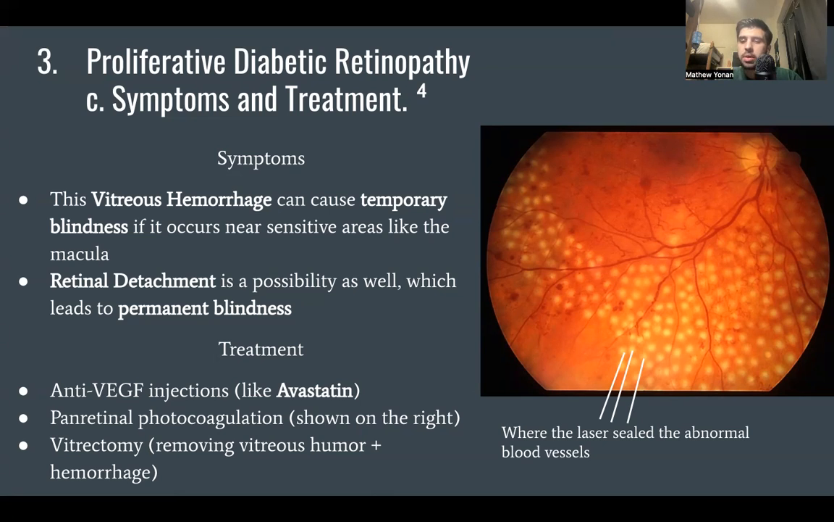You can see here in the image, all those little white dots used to all be abnormal blood vessels. You can still see some blood vessel growth even after the procedure was done, but you can see where the laser essentially sealed the abnormal blood vessels, which I think is really cool. Look how many times they shot that laser in there. And then we have a vitrectomy, which is removing the entire clear gel, the vitreous humor, and the hemorrhage all together.